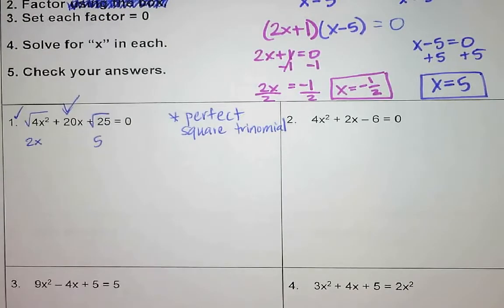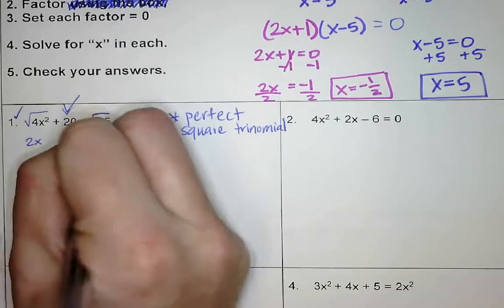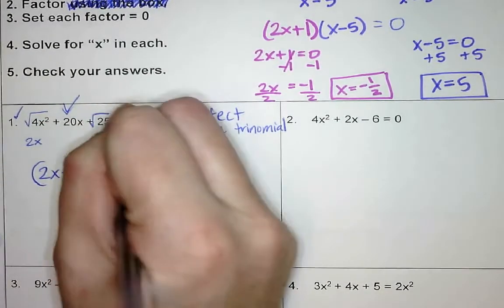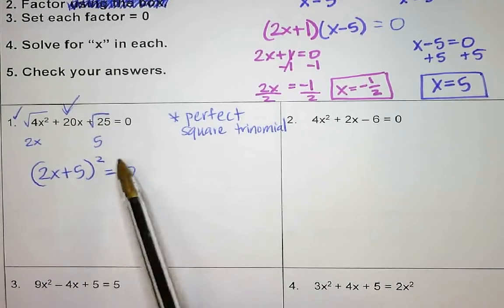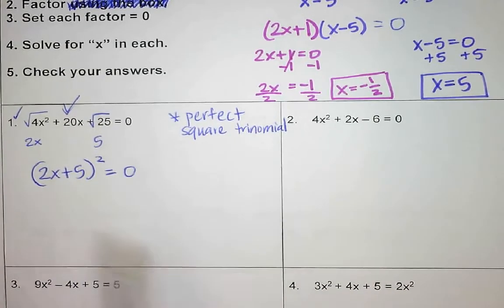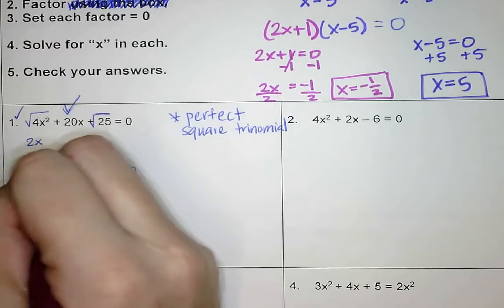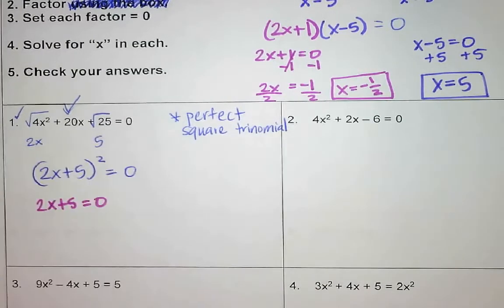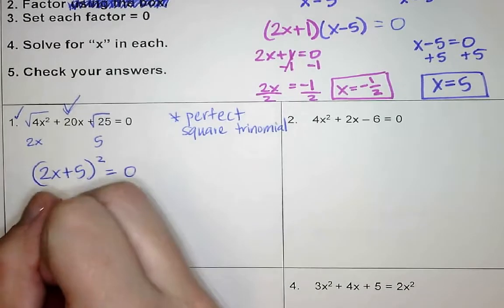Now, even if you were not able to recognize that and you just factored it like we did above, you would still have gotten 2x plus 5 squared equals 0. So guys, what this is saying is now we are only going to have one solution. So we are going to solve 2x plus 5 is equal to 0. So now we subtract 5 from both sides, and we have 2x equals -5. Divide that by 2, and my x is equal to -5/2. Do y'all feel good about that?